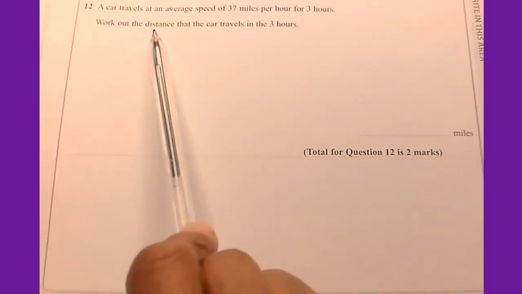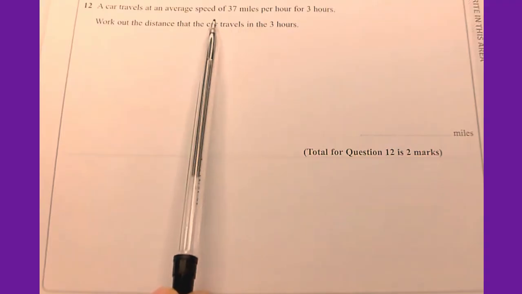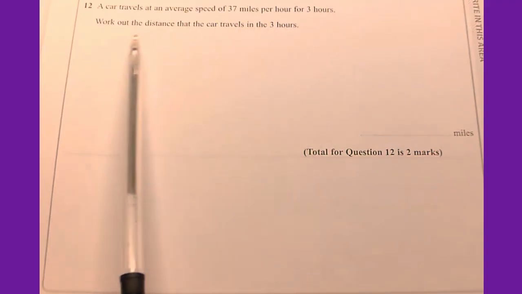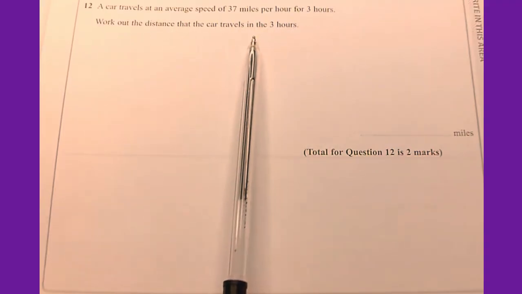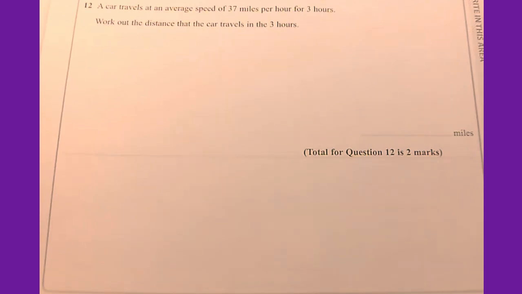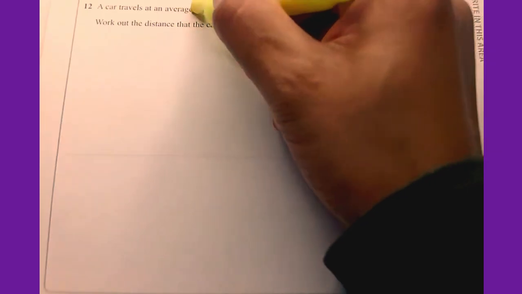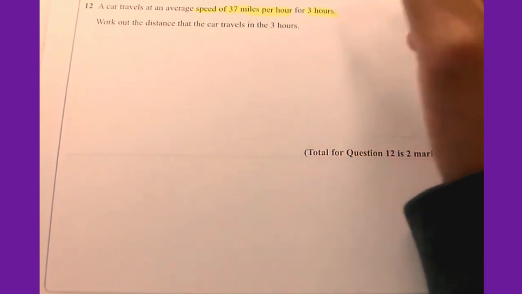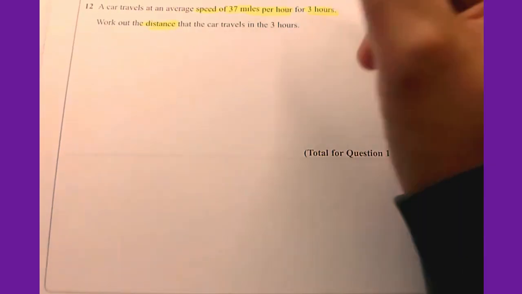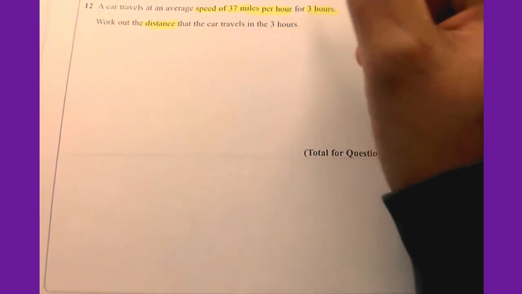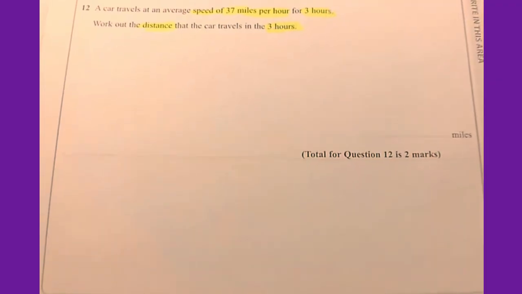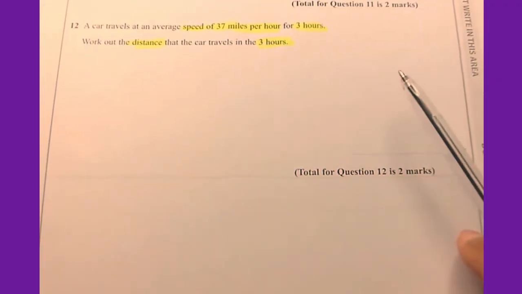A car travels at an average speed of 37 miles per hour for 3 hours. Work out the distance that the car travels in the 3 hours. So again, press pause, have a go. If you are ready or stuck, then you can press play. I'm going to go through this. So a car travels at an average speed. So we've got speed is 37 miles per hour for 3 hours. Work out the distance that the car travels in the 3 hours.